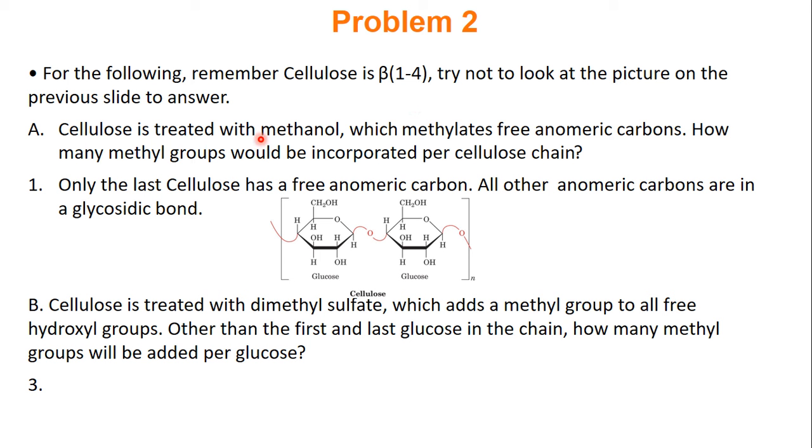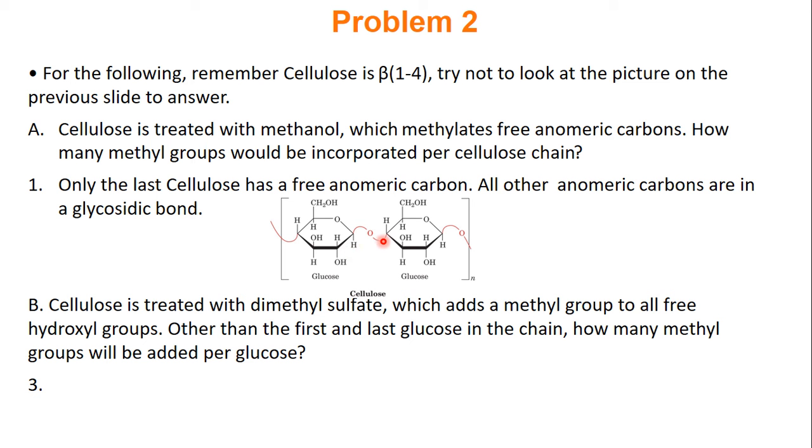So I treat cellulose with methanol. Methanol will methylate any free anomeric carbons. How many methyl groups would be incorporated per cellulose chain? That's just one. Here is cellulose.